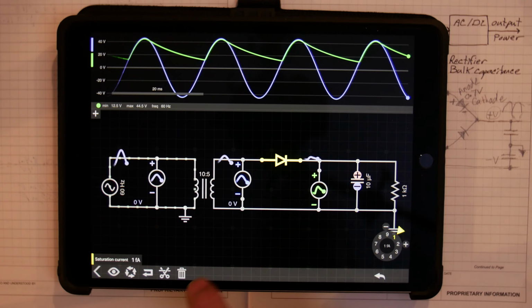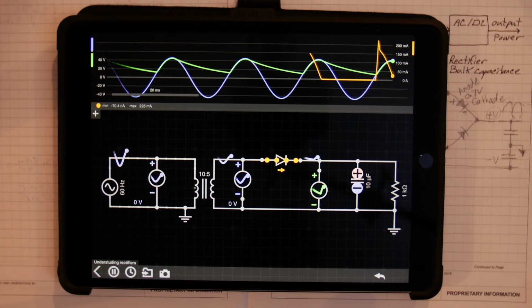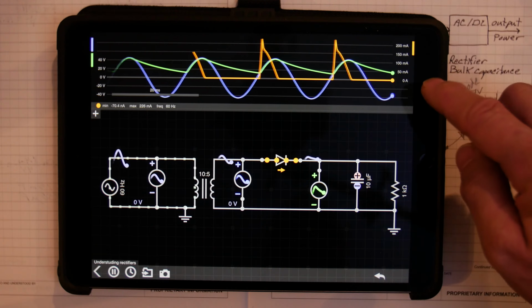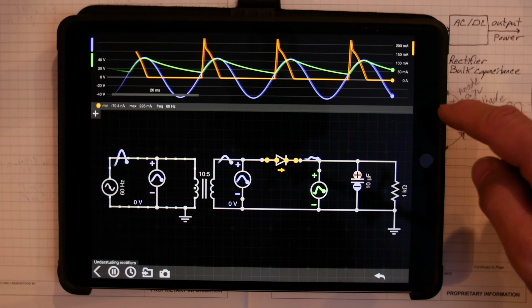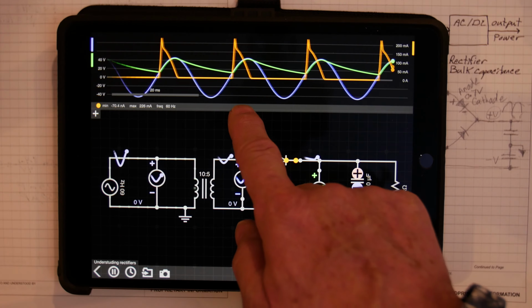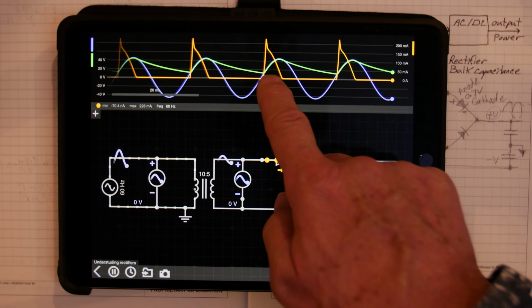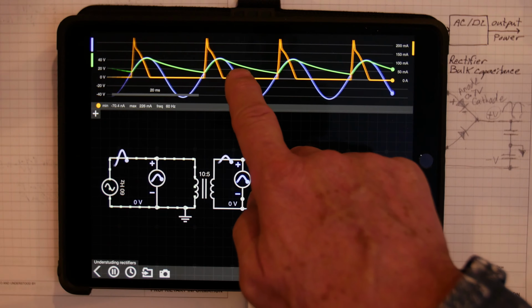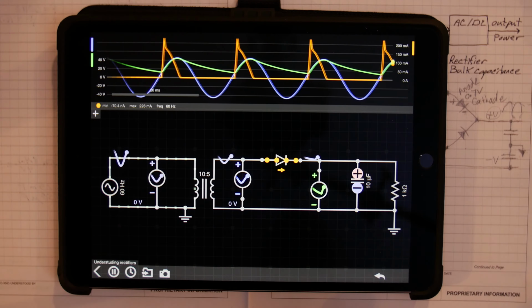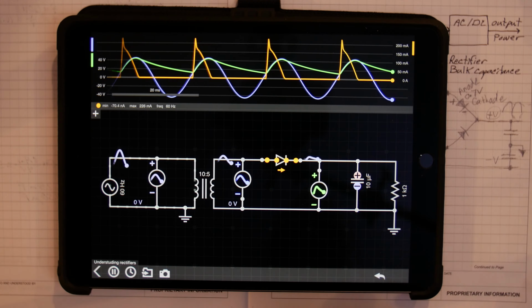Let's see what that looks like. There you go. Okay, the waveform's changing because this meter's auto scaling the waveform so we can see everything. But notice that as soon as the blue goes above the green, we get an orange pulse. And then the orange pulse turns off when the blue drops below the green. So the capacitor stays charged up and drops off.